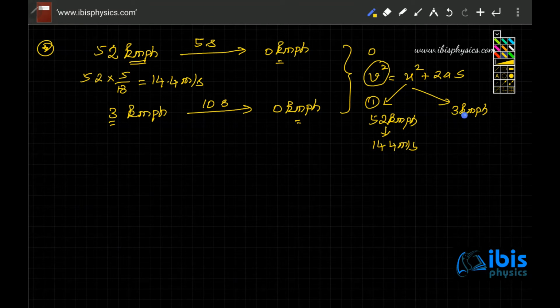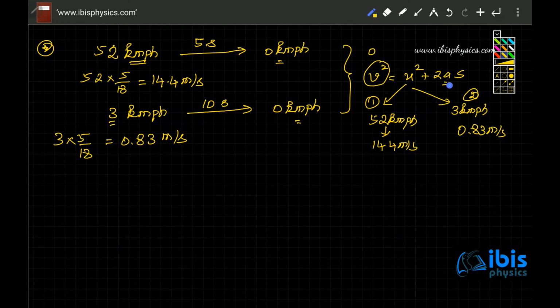Car B is going with a speed of 3 km per hour. 3 into 5 by 18 gives you 0.83, approximately 0.833 and so on, meter per second. So car 2's initial velocity is 0.83 meter per second.